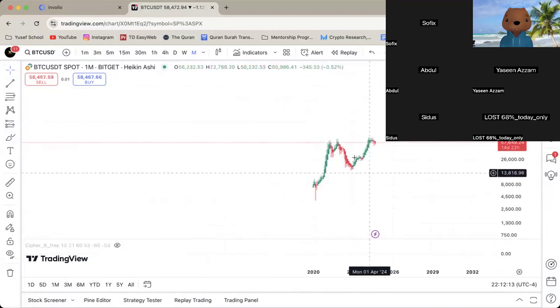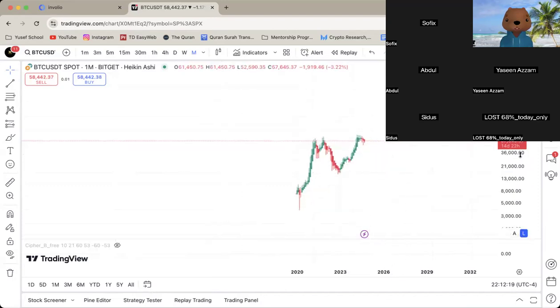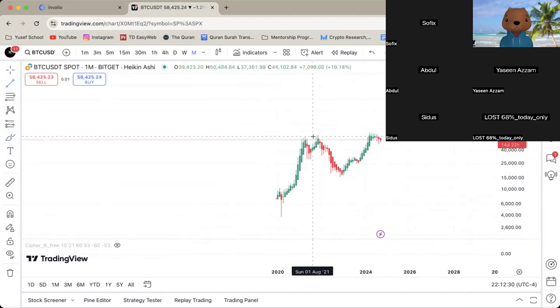I'm not logged into really anything. This is just one of my newer laptops because I just moved, so getting everything set up in my new crib. That's the perks of being a trader, man. You get to make a lot of money.